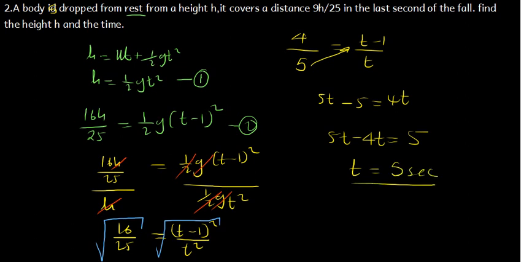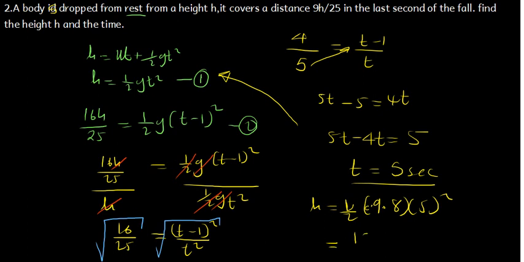Alright. Now, what of the height? The height we can get in one of the equations. Let me get that one. So height is equal to half g, where there is g we put 9.8, and then t, that is 5 squared. So 5 squared, that is 25, multiplied by 9.8 and then divided by 2. So the height was 122.5 meters.